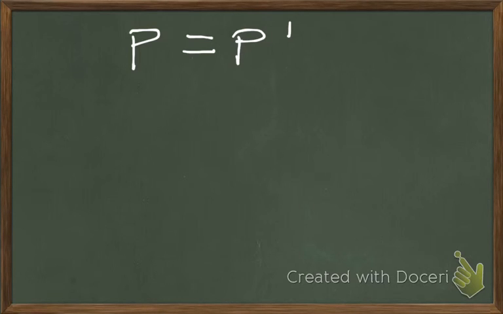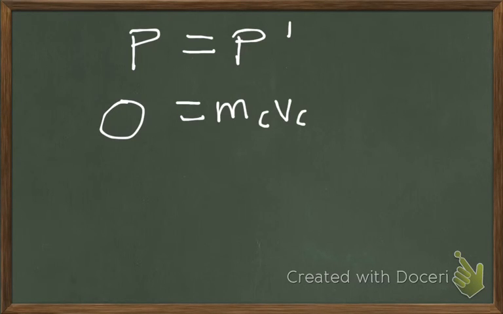Okay, so here's our basic equation. The momentum before equals the momentum after. So the momentum before, let me back up. The momentum before, everything is at rest, so there's no momentum. So let's add up all the momentums afterwards. So the momentum of the cannonball is going to be the mass of the cannonball times the velocity of that cannonball after it's shot.